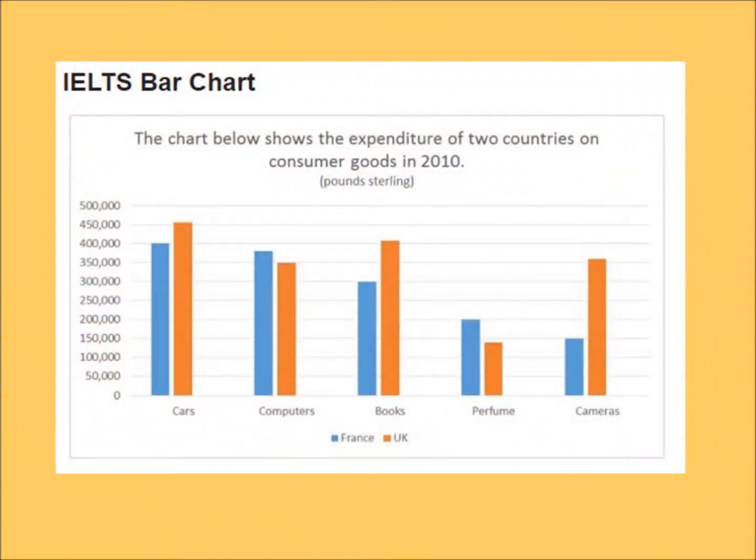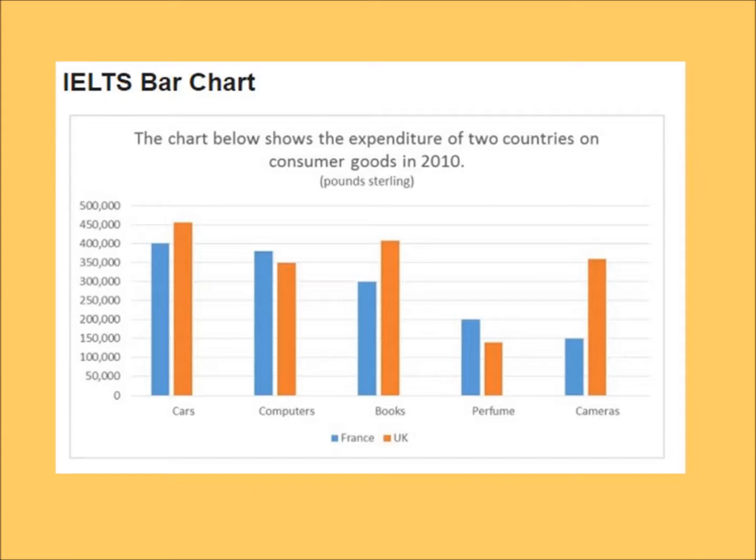Here you get a bar chart to describe for academic writing part 1 test. As the question describes, the chart below shows the expenditure of two countries on consumer goods in 2010. So the time period is 2010. The expenditure is given in sterling pounds from 0 to 500,000 of money spent by these two countries, France and UK. We see that France is represented by the blue color bar, while the UK is represented by the orange color.